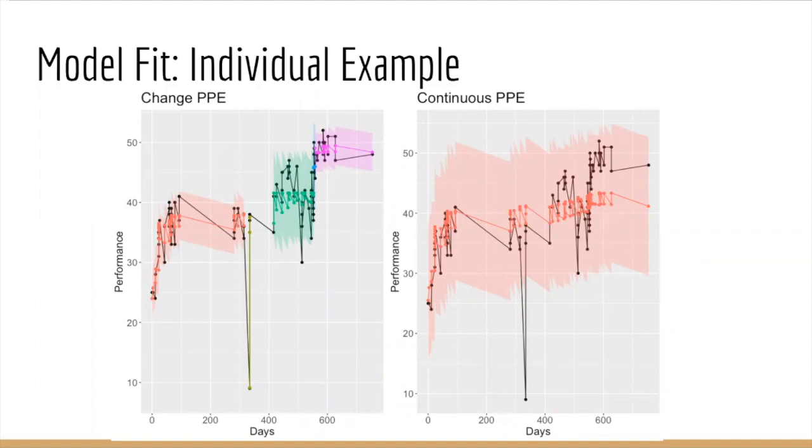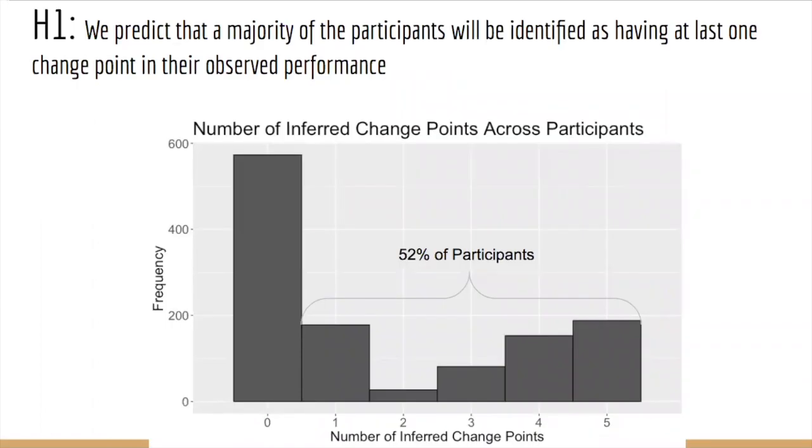Now that we've compared the fit between the two models, I will evaluate the results for each of our 4 hypotheses. For our first hypothesis, we predicted that a majority of participants will have at least one inferred change point. To evaluate this hypothesis, we examined the number of change points that were inferred across the subset of participants examined in this paper. Across all participants evaluated in this paper, 52% of participants were found to have at least one change point inferred from their performance, confirming our first hypothesis.